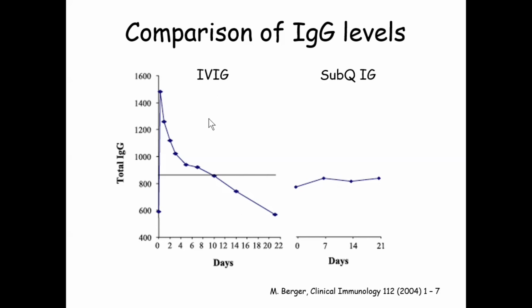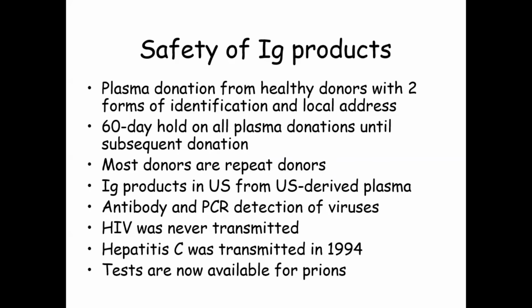And as a result, the side effects are slightly different. Here you are more likely to get headache and systemic side effects, and here it's more local with swelling and irritation. Immunoglobulin is quite safe. In the early to mid-90s, there was transmission of hepatitis C, but now there have been no viral transmission since then. HIV was never transmitted, luckily, because of the way it's prepared.